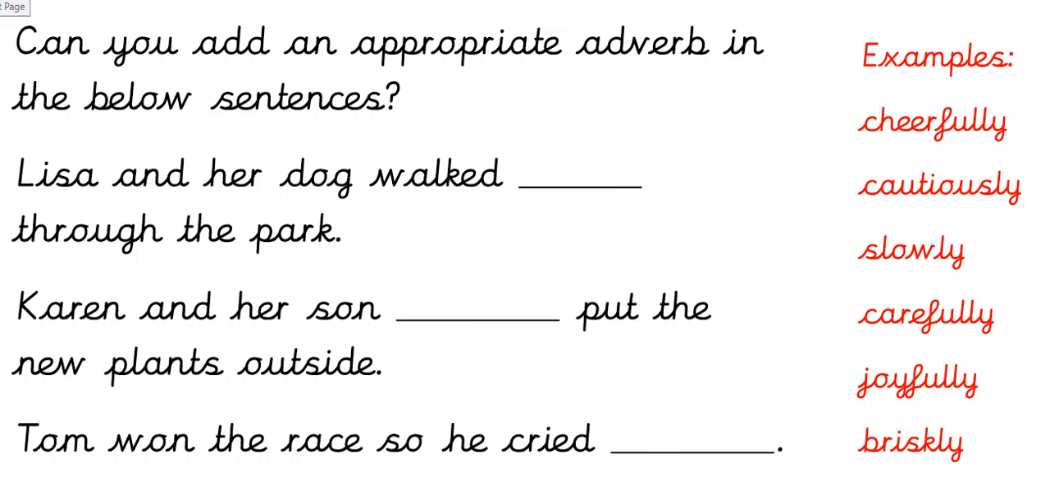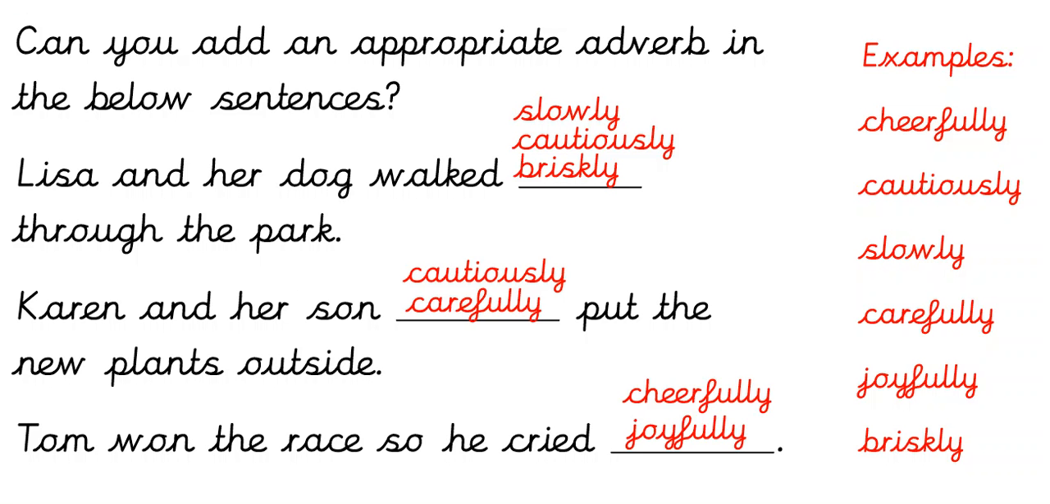Okay, let's have a look at the answers then. So you could have had Lisa and her dog walked slowly through the park. You could have had Lisa and her dog walked cautiously through the park, or Lisa and her dog walked briskly through the park. Then the next one, you could have had Karen and her son cautiously put the new plants outside, or Karen and her son carefully put the new plants outside. Then for the last one, you could have had Tom won the race, so he cried cheerfully, or Tom won the race, so he cried joyfully. Compare my answers with yours. Well done if you got them correct.